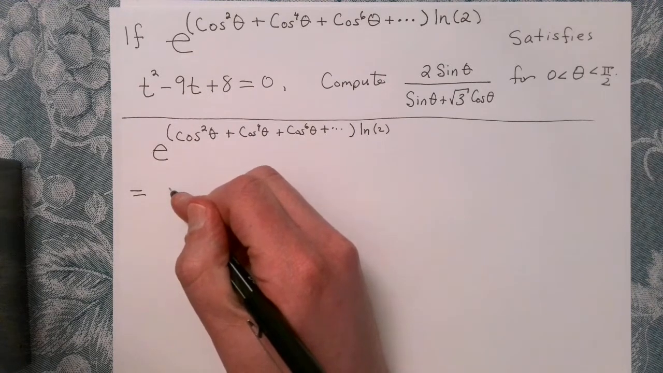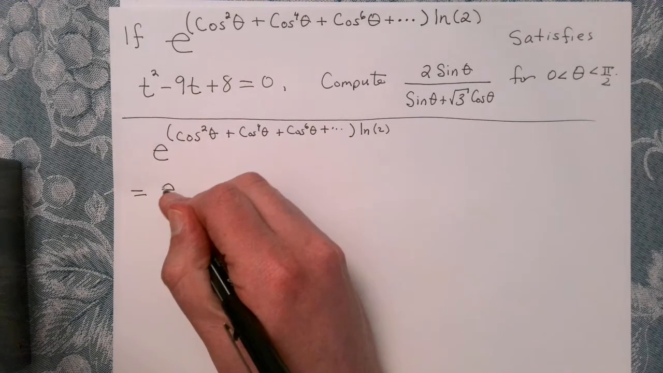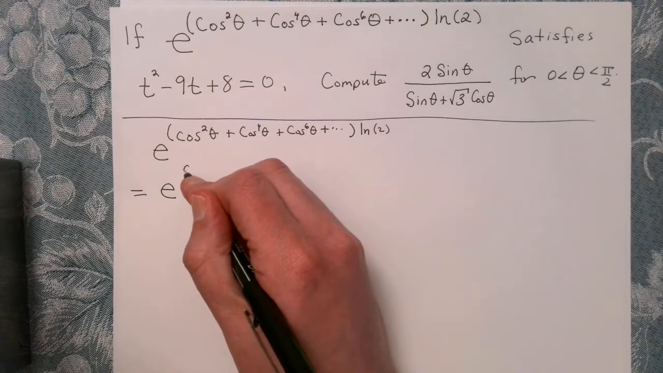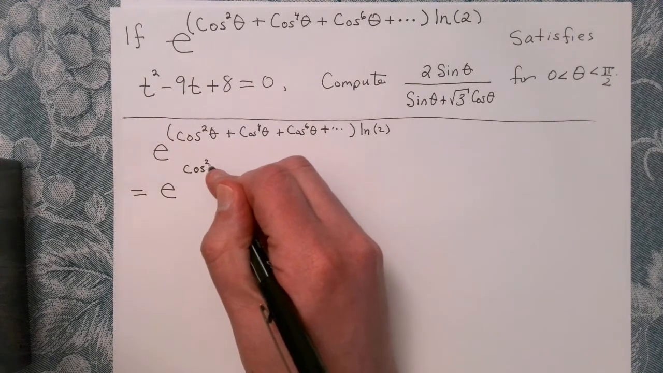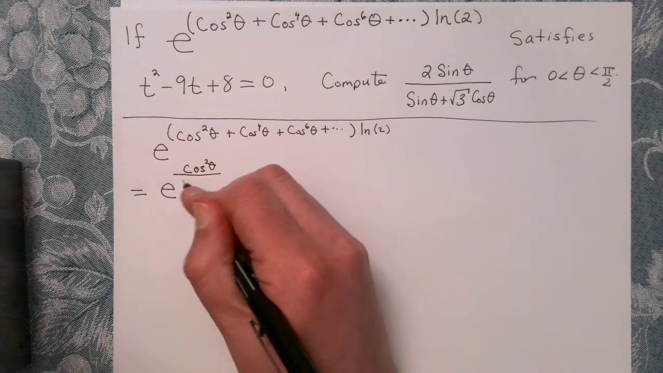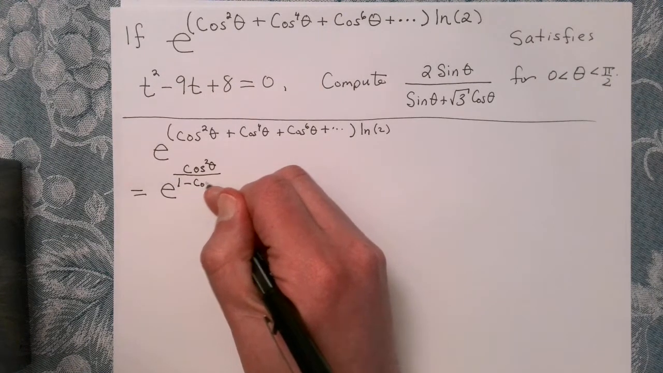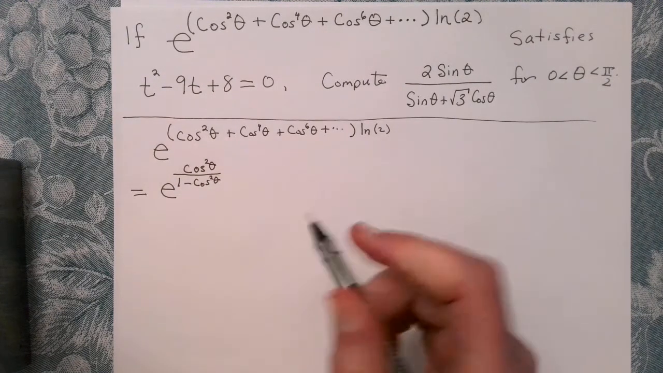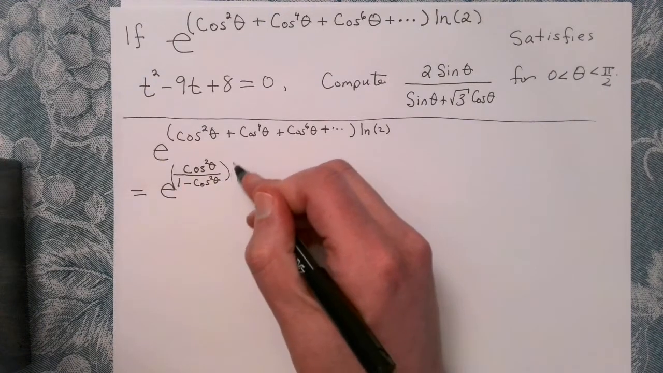And so we need a over 1 minus r. So that gives us, let's see here, a, the first term, over 1 minus the common ratio. That's pretty cool. And so that's times the natural log of 2.